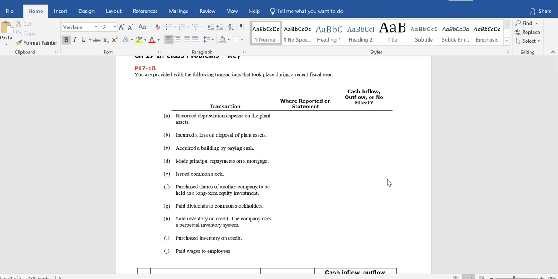We didn't learn it at the beginning of the class because there was a lot we needed to cover. You needed to have a better understanding of the accounting system and the recording of transactions before we could tackle this statement. So here we are.